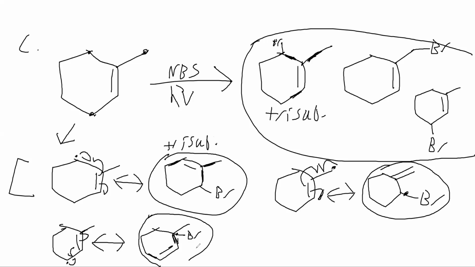This one has two substituents, so it's di-substituted, and this one also has two, so it's di-substituted. Okay, so there are four that have three substituents, and all four of those, well, actually, it's going to be a bit hard to show, but I guess I'll box them.